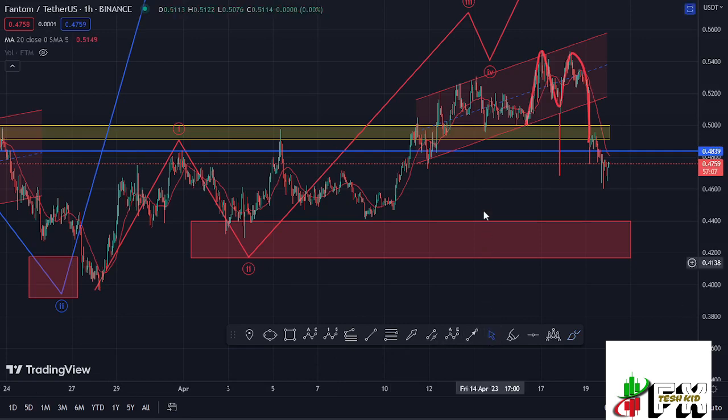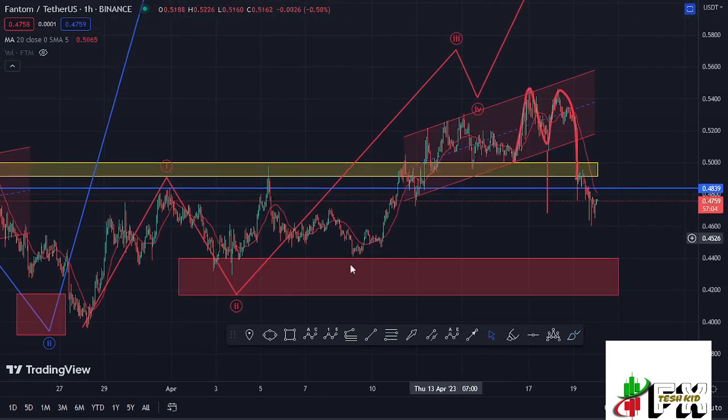And having seen the formation of that first wave and a corrective structure in the formation of this wave 2, I was expecting that whatever we had been seeing over here was the start of an impulsive wave to the upside in the formation of this wave 3.